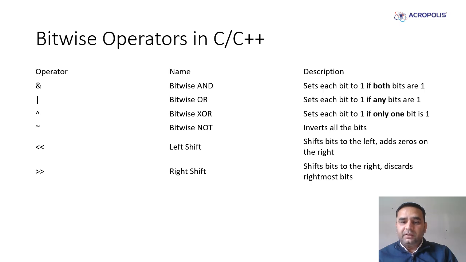Bitwise XOR, that is the XOR operation, sets each bit to 1 if only one bit is 1, and NOT inverts all the bits. Then we have shift operators, that is left shift and right shift. They will shift the bits to the left and right.